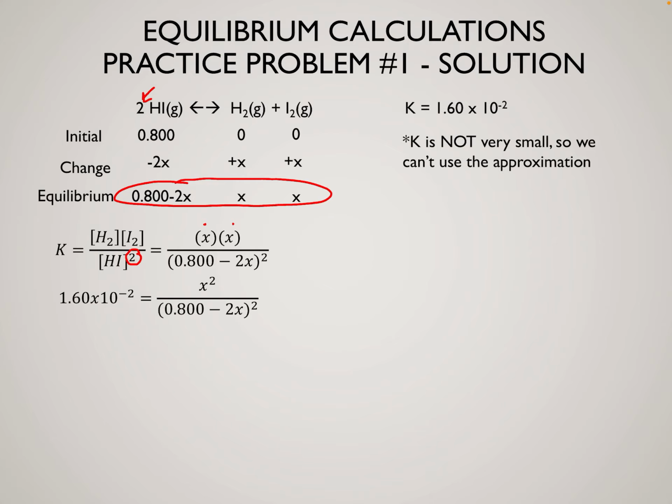What we do instead, though, since we have squared on the top and squared on the bottom, we can take the square root of this whole thing. And once we take the square root of both sides, that got rid of the squares on the top and the bottom, and it made this problem much more manageable. So now we're going to multiply both sides by 0.800 minus 2x.